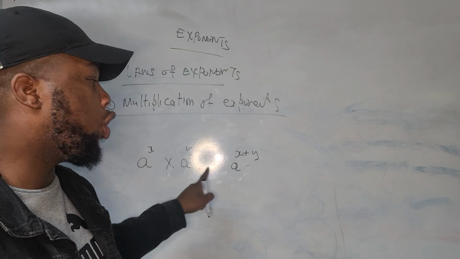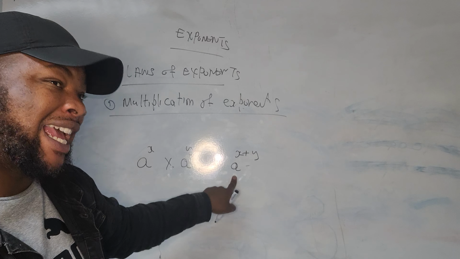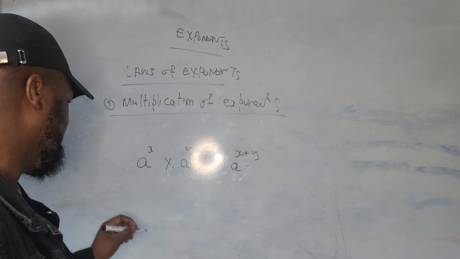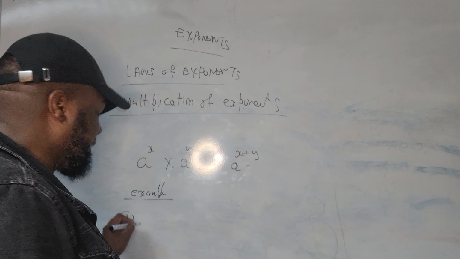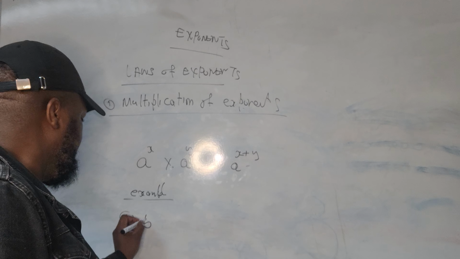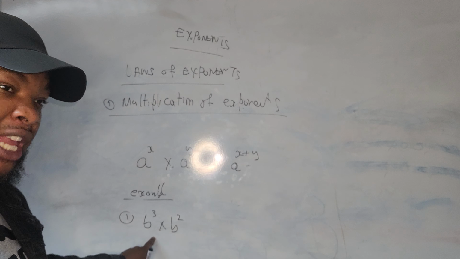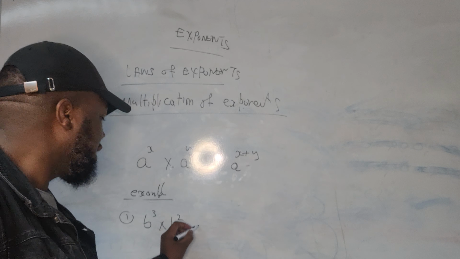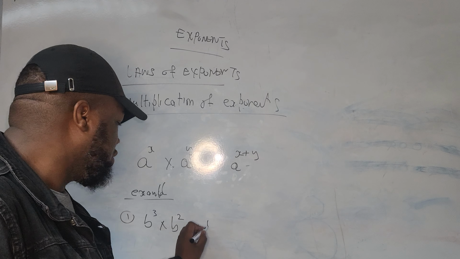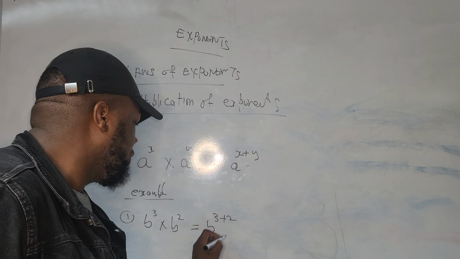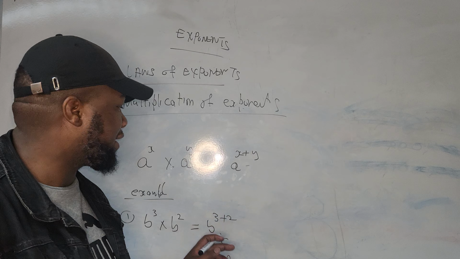So in your answer, you only write one base, right, guys? We have two bases that are the same. In your answer, you only write one base and you add the exponents. Let's make an example quickly. Example. Our first example: we have b to the power 3 multiplied by b to the power 2. You see, you have b and you have b, you're multiplying the same bases, right? So you add the exponents, but you only write one base. So it will be b to the power 3 plus 2, which makes b to the power 5. That will be your answer. That is our first example of this.